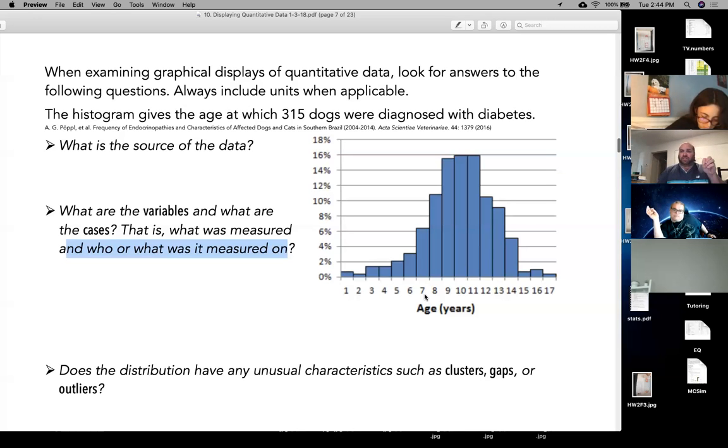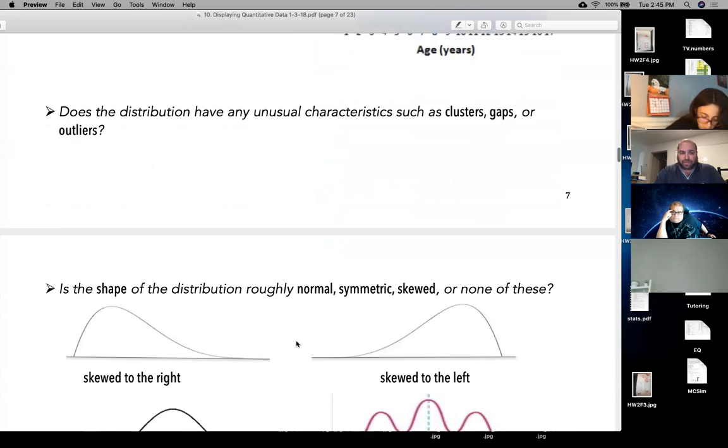Clusters are a bunch that are together, then a gap, and then more that are together. I don't see any clusters. I don't see any gaps. I don't see any outliers. This seems like a nice, normal looking bell curve, right? Looks like a pretty reasonable structure, okay?